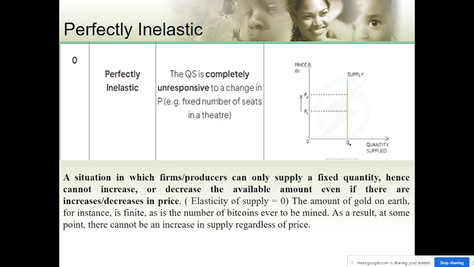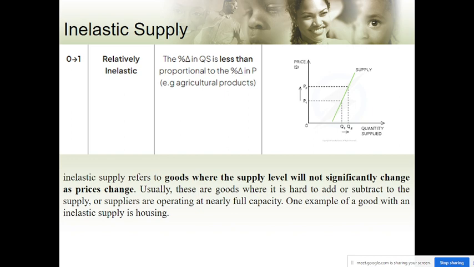This is known as your perfectly inelastic. An example of this case is the number of bitcoins ever to be mined. That is an example of perfectly inelastic. The inelastic supply refers to the good where the supply level will not significantly change as price changes. It will change but not significantly. If you look at the graph, the price was P1 and changed to P2. Now you can see that there is a slight change in the supply. An example of a good with an inelastic supply is housing.